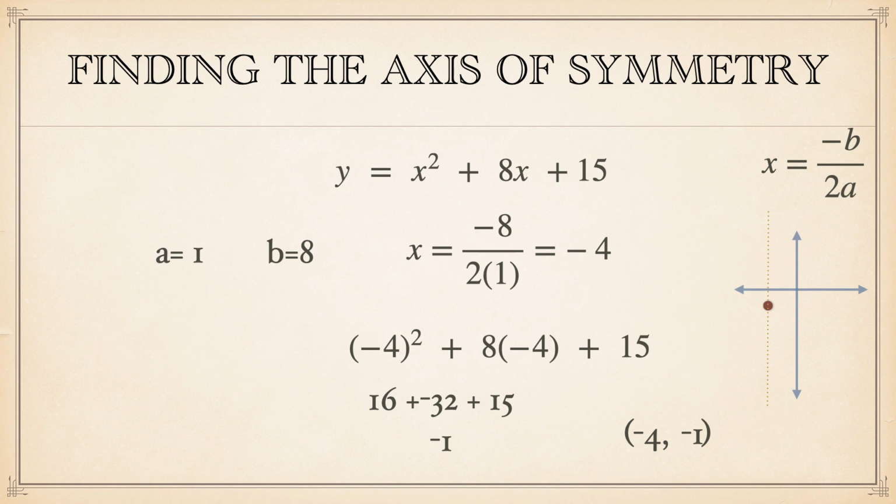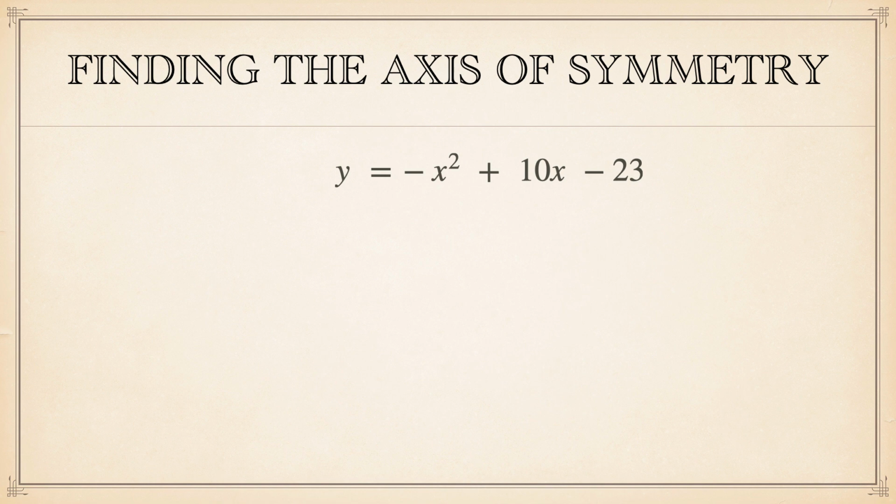Now here's the tricky part. Is it an upward parabola or is it a downward parabola? Well, a is positive. Since a is positive, it's going to be an upward parabola. So now I'm just going to sketch a U-looking graph just like that. All right, let's do another one.